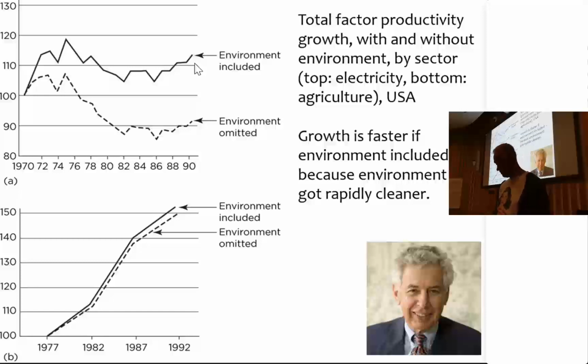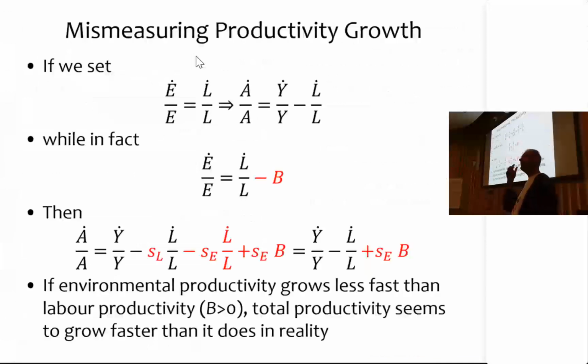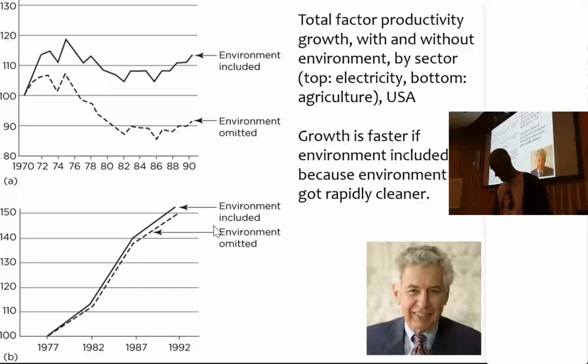But if you include the environment, it is actually growing. And the reason for this is that the B here is negative. That is, the environment actually improves faster than labor productivity, and that is because we cleaned up mostly the sulfur and other particulates coming out of the environment.